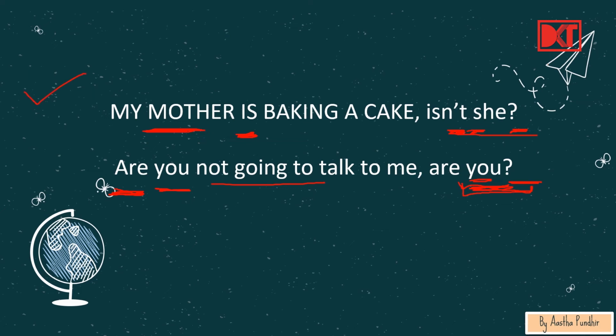It is formed at the end, and with a positive statement we use a negative question tag. With a negative statement we use a positive question tag. The subject of the statement is same as the subject of the question tag, and the verb or the auxiliary verb of the statement is same as that of the question tag. Alright, you see both of these is and are, both of these were auxiliary verbs. The main verb here is baking, the main verb here is going. So the auxiliary verbs were same in the statement and the question tag. Alright.